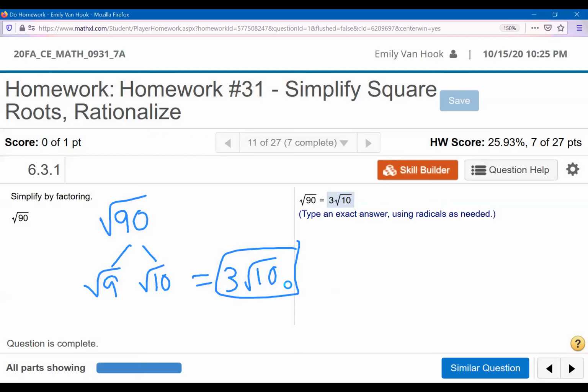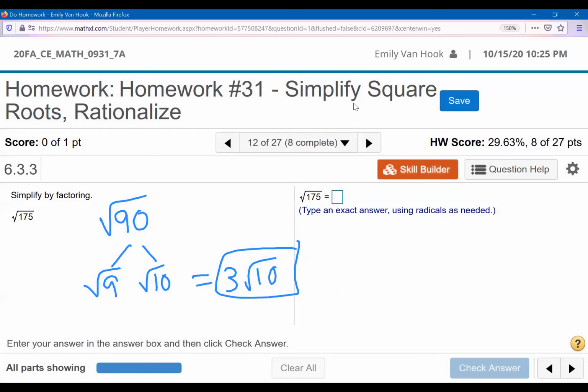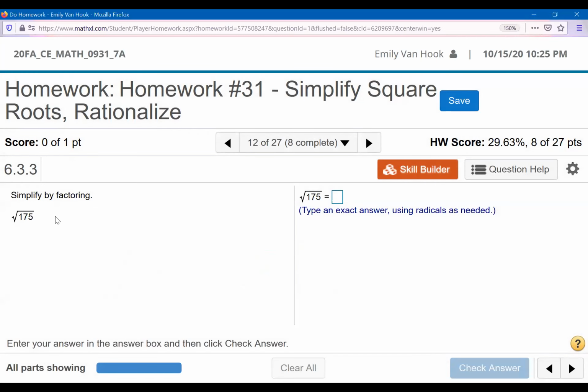So that's number 11, just a couple more here. Number 12, a little bit bigger. This is the square root of 175. Okay, so I just showed you how to do this using a factor tree. That would be fine if you wanted to do that. I would say if you see a number that ends in 5, see if it's a multiple of 25.